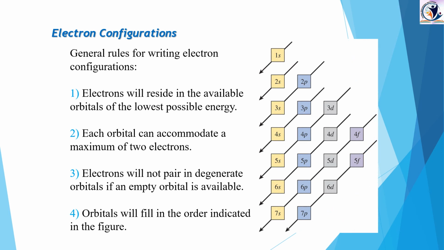So orbitals will fill in the order indicated in the figure. Here this is the order. First 1s will be filled, then 2s will be filled, then see, we have to come from the top, children. Always we should come from the top after completing. See here, I came from the top 1s, again I am going to the top 2s, going to the top 2p and 3s, going to the top 3p and 4s, and going to the top 3d, 4p and 5s.